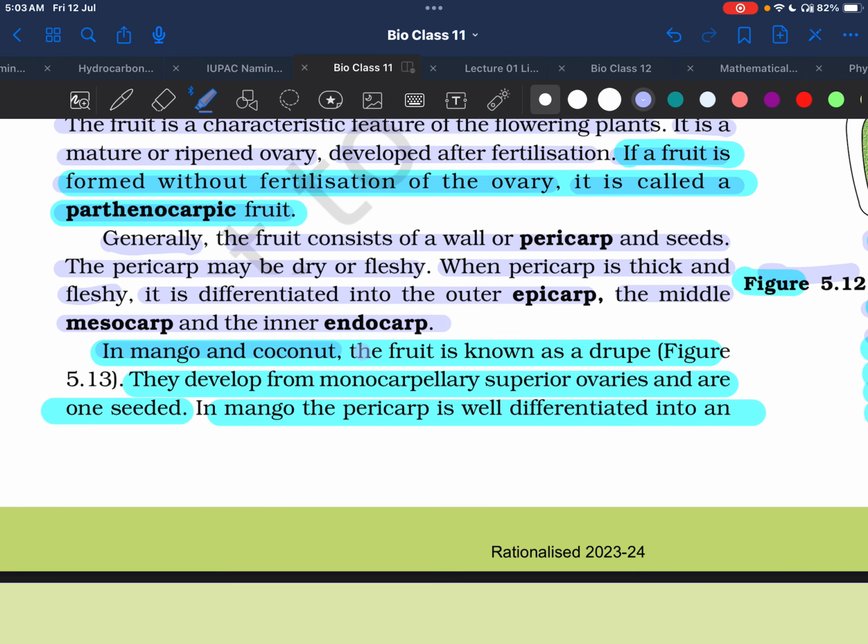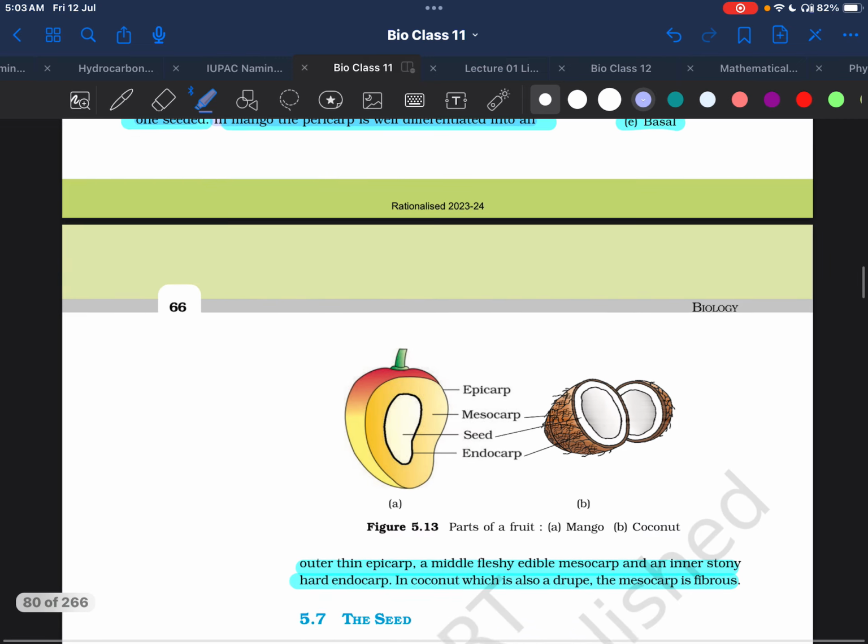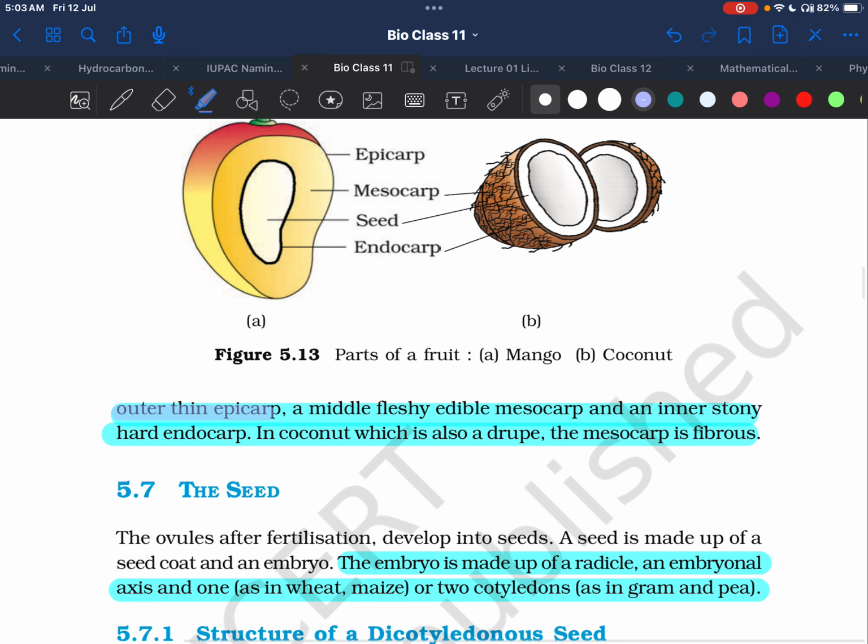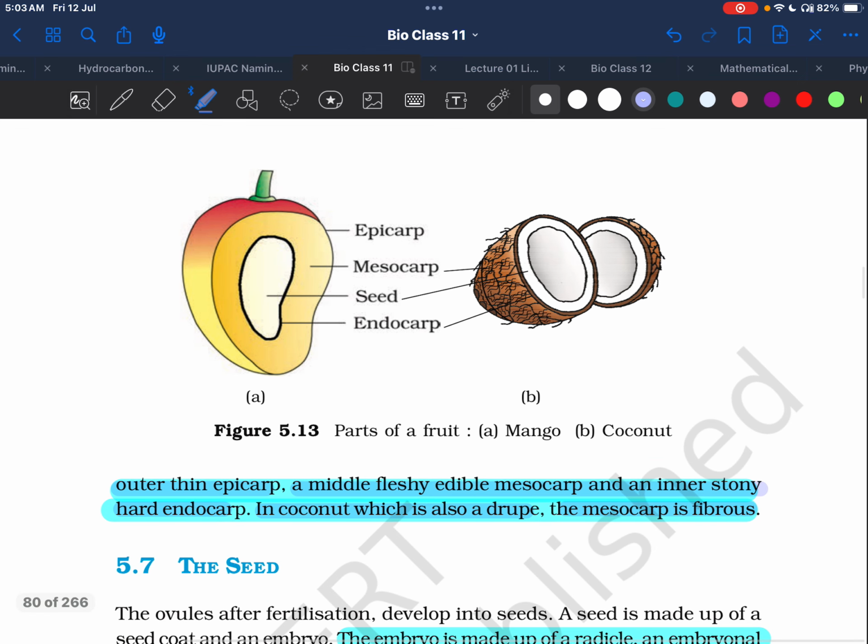In mango and coconut, the fruit is known as drupe. Figure 5.13. They develop from monocarpellary superior ovaries and are one-seeded. In mango, the pericarp is well differentiated into an outer thin epicarp, a middle fleshy edible mesocarp, and an inner stony hard endocarp. In coconut, which is also a drupe, the mesocarp is fibrous. Figure 5.13 Parts of a fruit: A. Mango, epicarp, mesocarp, seed, endocarp. B. Coconut, endocarp, seed, mesocarp.